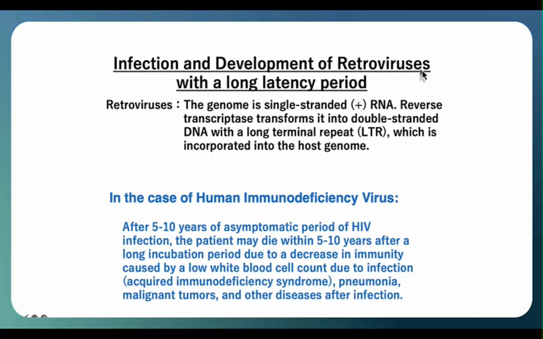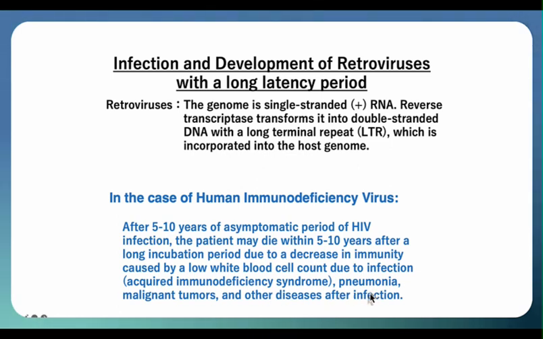Let me explain the infection and pathogenesis of retroviruses, which have a long incubation period. First of all, retroviruses have single-stranded plus stranded RNA as a genome. However, the genome is amplified not by RNA-dependent RNA polymerase but by reverse transcriptase. DNA produced by reverse transcription has a long terminal repeat. The DNA with this long terminal repeat has the step of being embedded in the host genome.